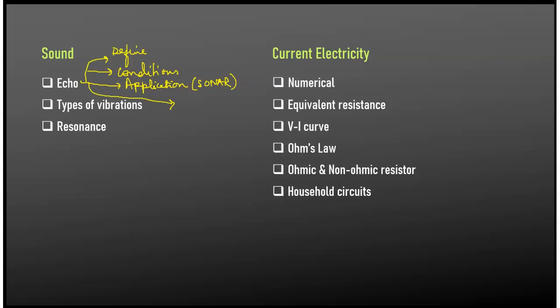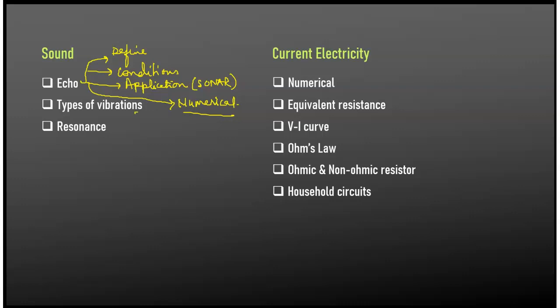Okay, so you need to do why we use the ultrasonic waves. These are important things. Okay, then one more thing is there, numericals. Every year, this year also, I think numericals are very, very important. I don't know how much these three are going to come or not, but numericals must. So you have to do numericals on echo.